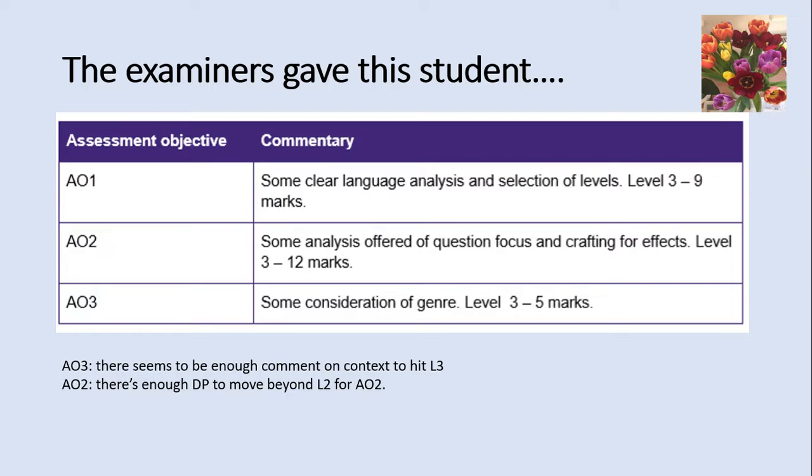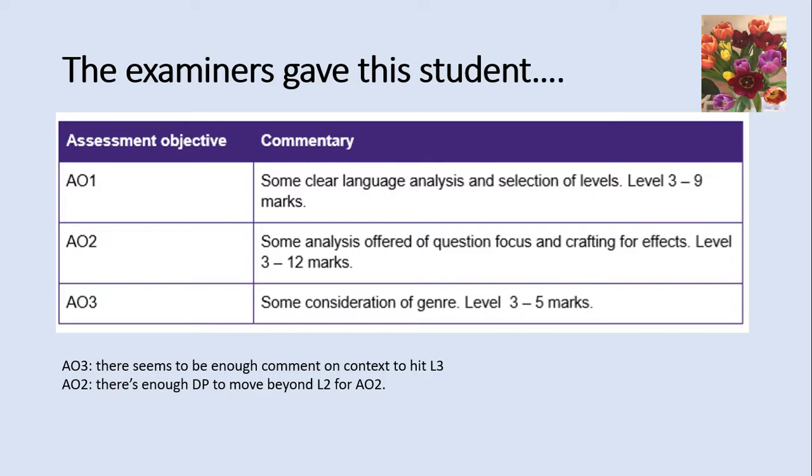AO2, some analysis. It's a straightforward focus on the question, which is fine, and showing that they have looked at some of the crafting that Tennessee Williams uses. And then finally, AO3, they've shown some consideration of genre. You'll see that through the essay. They've been given a low level 3. There does seem to be enough comment, although the examiner hasn't written this, on context to hit that level 3. I think they would struggle to get a level 3 if they didn't write anything at all on context.